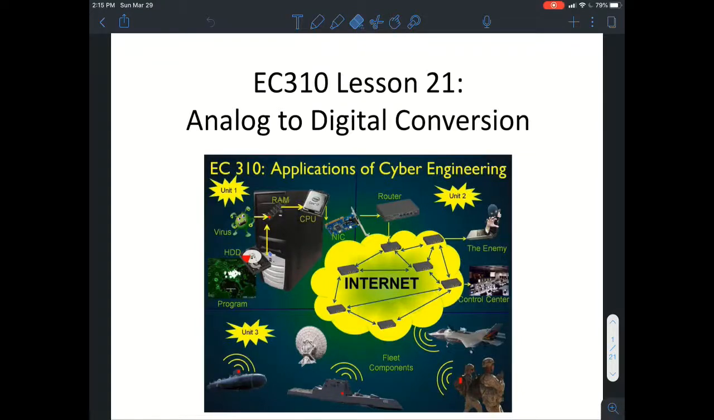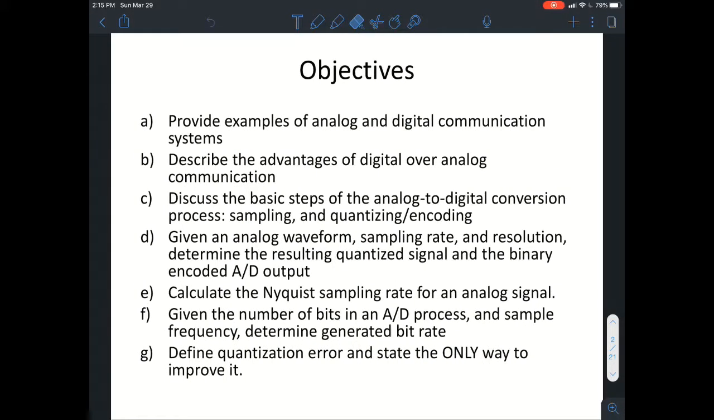Alright, so this is going to be the video lecture for chapter 21. We talk about analog to digital conversion. So let's look at our objectives. We're going to provide some examples of analog and digital communication systems. We want to look at some advantages of digital.